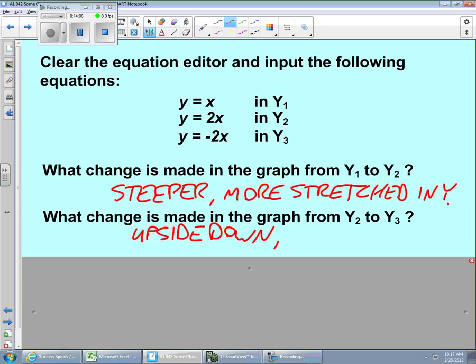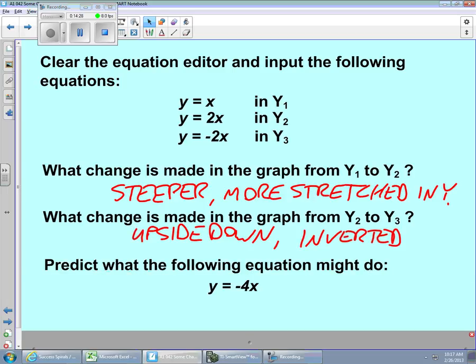The word you'll hear used a bunch is that it is inverted, except I just misspelled it. The graph has been inverted. So again, another change was made to the equation and it caused the graph to become upside down compared to what it used to be.